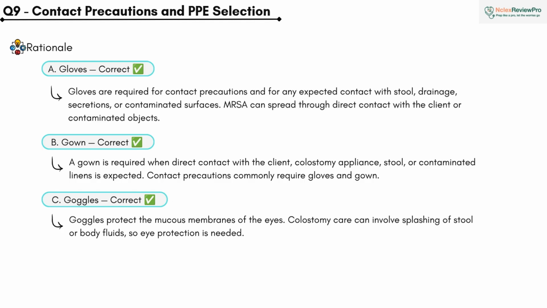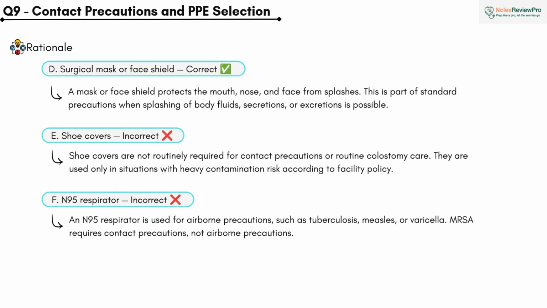Option C, goggles. This is correct. Goggles protect the mucous membranes of the eyes. Because colostomy care can involve splashing of stool or body fluids, eye protection is needed. Option D, surgical mask or face shield. This is correct. A surgical mask or face shield protects the mouth, nose, and face from splashes. This is part of standard precautions when splashing of body fluids, secretions, or excretions is possible.